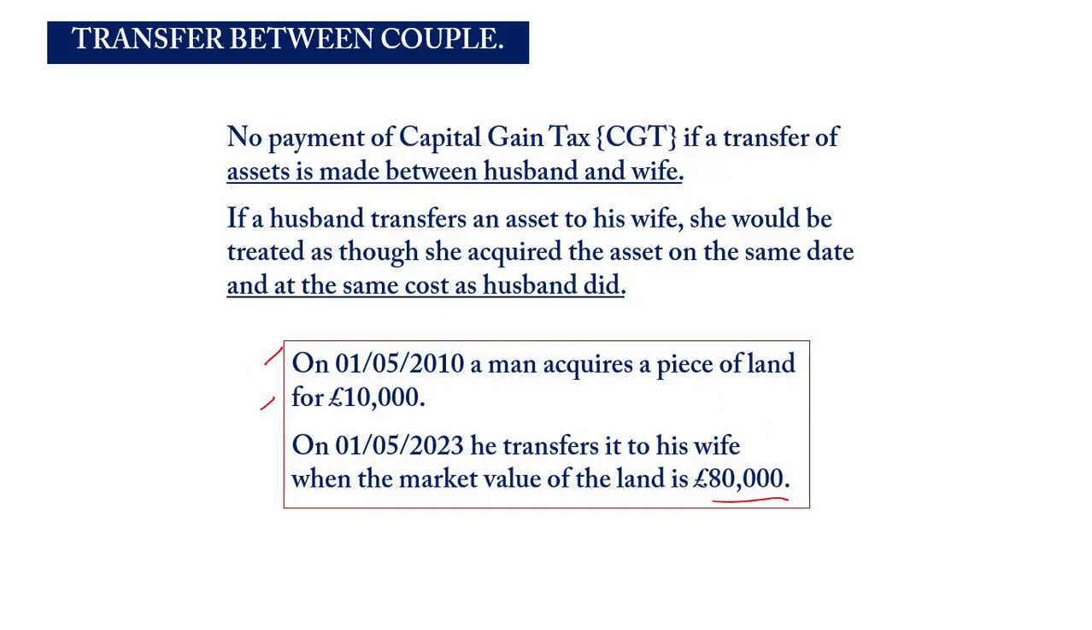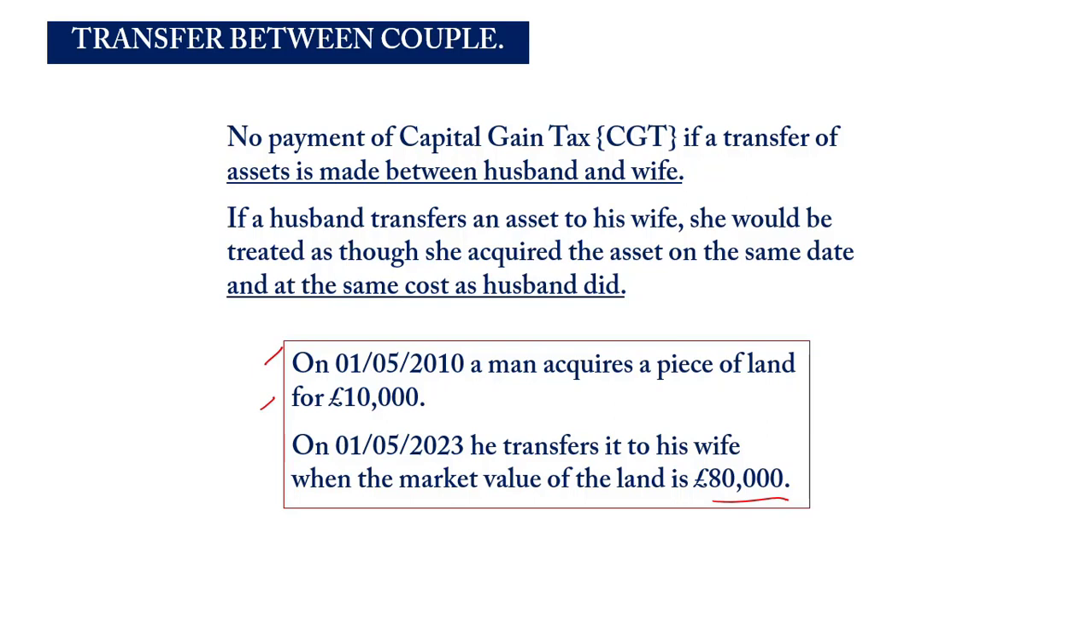The capital gains tax would have arisen. But because it is being made to his spouse, one, there wouldn't be any gains tax arising. So the 80,000 less the 10,000, which results in 70,000, won't attract any tax. Two, the wife will now be deemed to have acquired the property on 1st May 2010 and at a cost of £10,000.